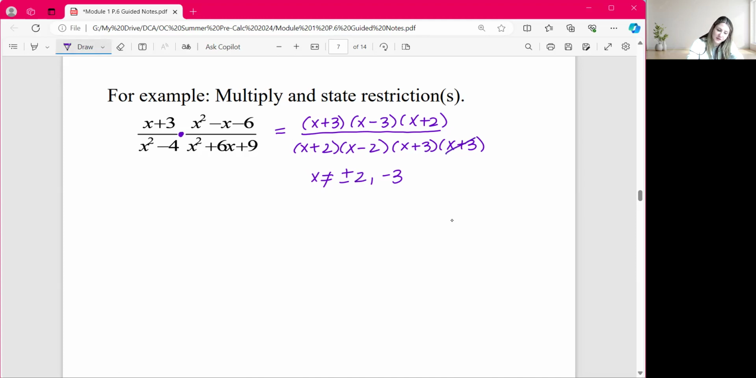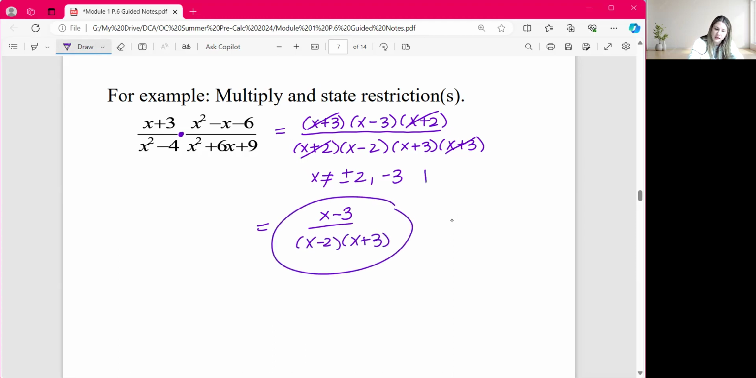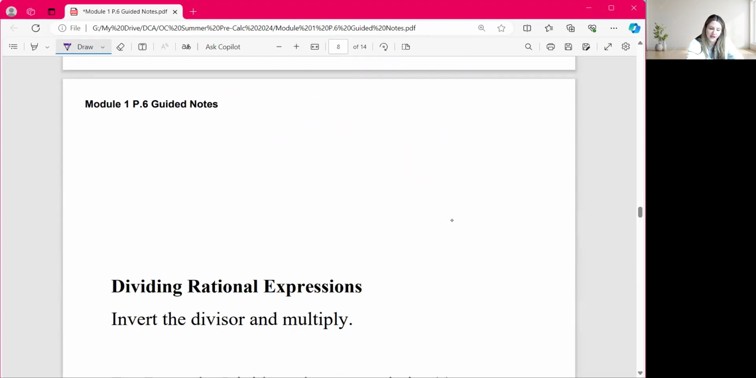So I've got x plus 3 here, x plus 3, x plus 2 with x plus 2, and that's about it. So what we're left with in the numerator is x minus 3 over x minus 2 times x plus 3. There's your answer. Here are your domain restrictions. Now let's check out a division.